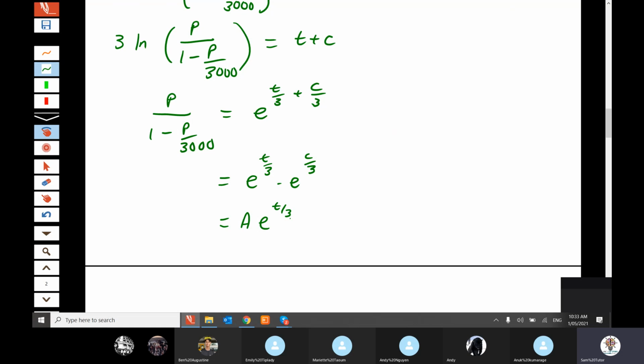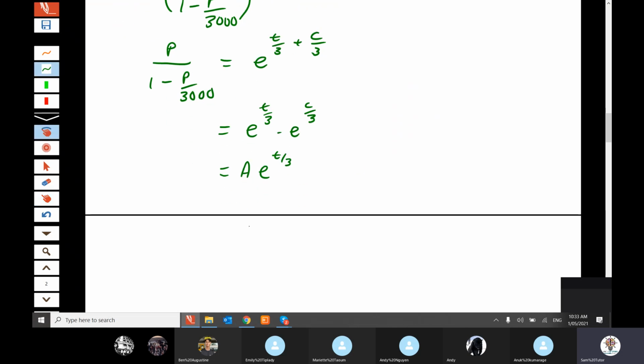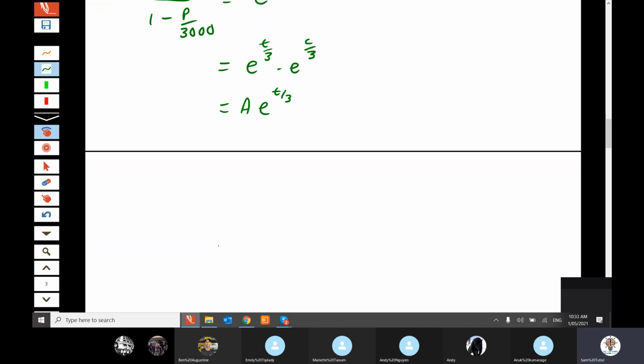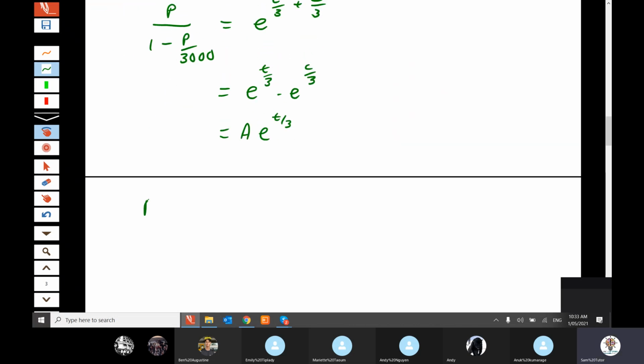That's the logic. Okay, at this stage, obviously we're solving for P. We can't have P on the top and the bottom, so we would have multiplied the P over. So next line. Now it's just algebra. You've done all the calculus that's required. So P equals A e to the t over 3 bracket 1 minus P on 3000.